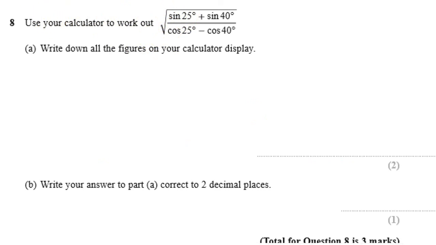Use your calculator to work out this. This is very easy. You can find sine 25 plus sine 40, divide by sine 25 minus this, and whatever is the answer, you make the root of it. So you will get 2.7560. So up to 2 places of decimal, this is bigger, so 5 will increase by 1, so it will be 2.76. I don't think there's anything to do in this.